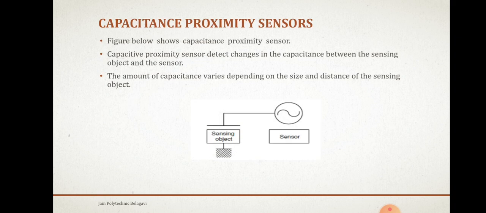Next one, capacitive proximity sensors. In the figure below you can see the capacitive proximity sensor. Capacitive proximity sensors detect changes in the capacitance between the sensing object and the sensor. So there is a sensing object and the sensor, and between them it detects the changes in the capacitance. The amount of capacitance varies depending on the size and distance of the sensing object. As the sensing object size changes, the capacitance will vary. Like this the capacitive proximity sensor works.